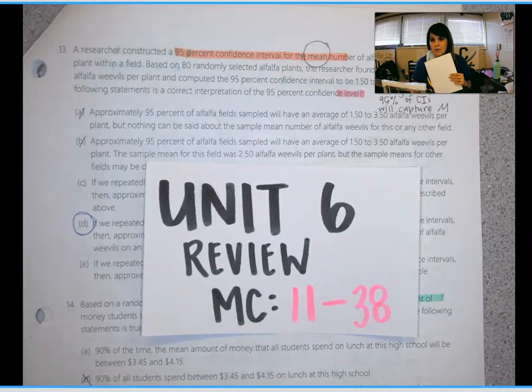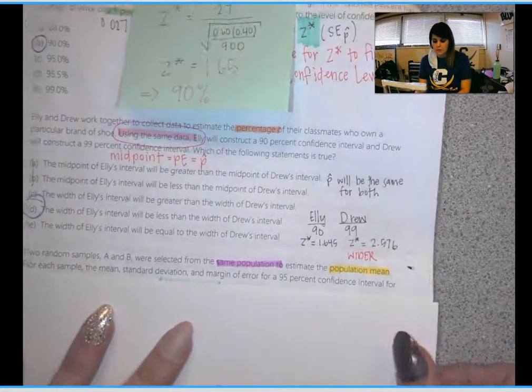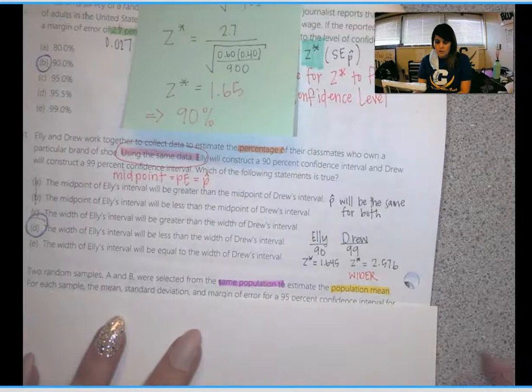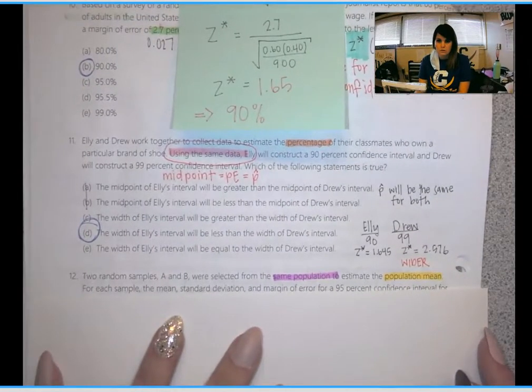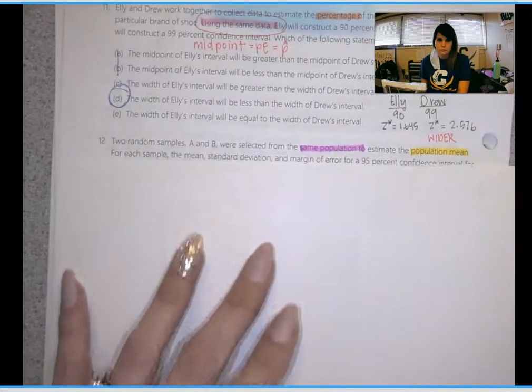I'll look at them as I show you, and if there's anything I think is worth discussing, I will. But essentially, I'm not going to talk about every single problem like I did in the last video. So let's do it. We're on number 11. The answer has to do with whose critical value was bigger. 12.